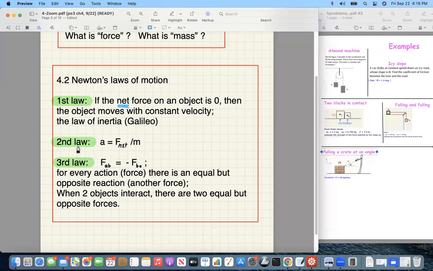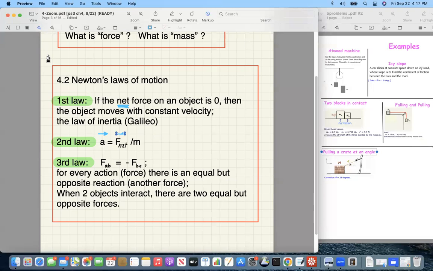But what if there is a force? Then its velocity changes, and we know the change in velocity is acceleration. So in particular, the acceleration vector is equal to the force vector divided by the mass. And what's the mass?